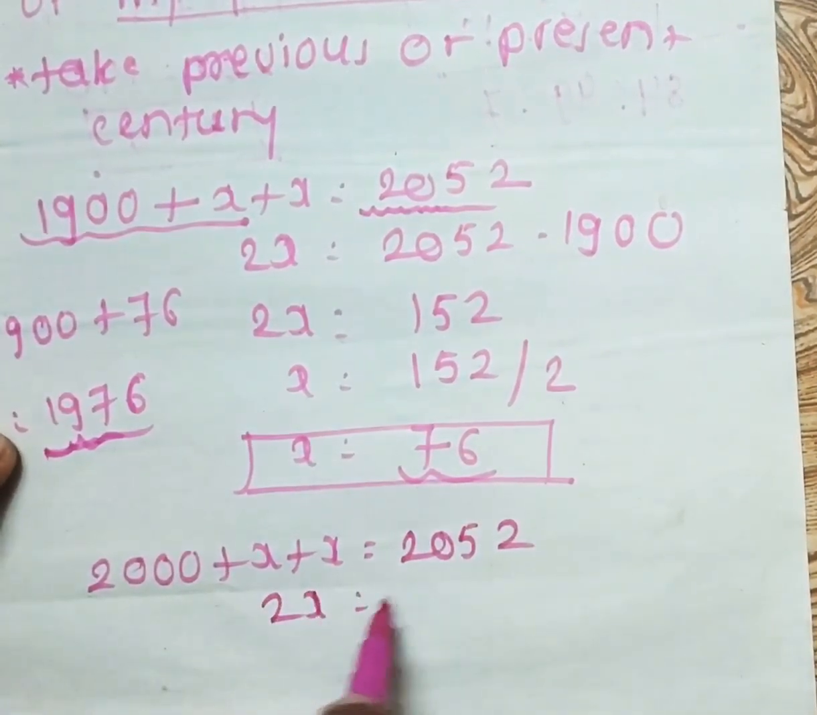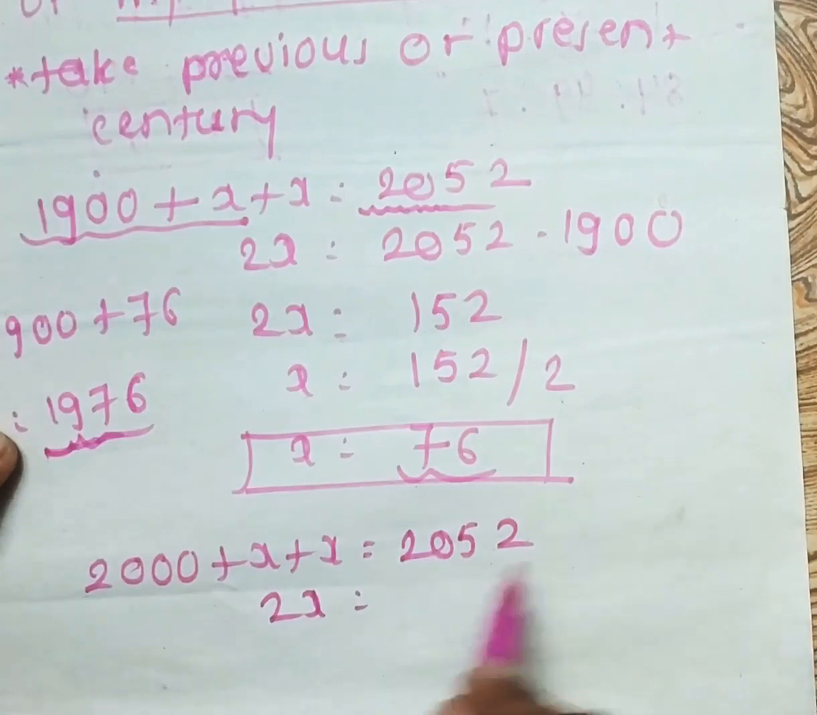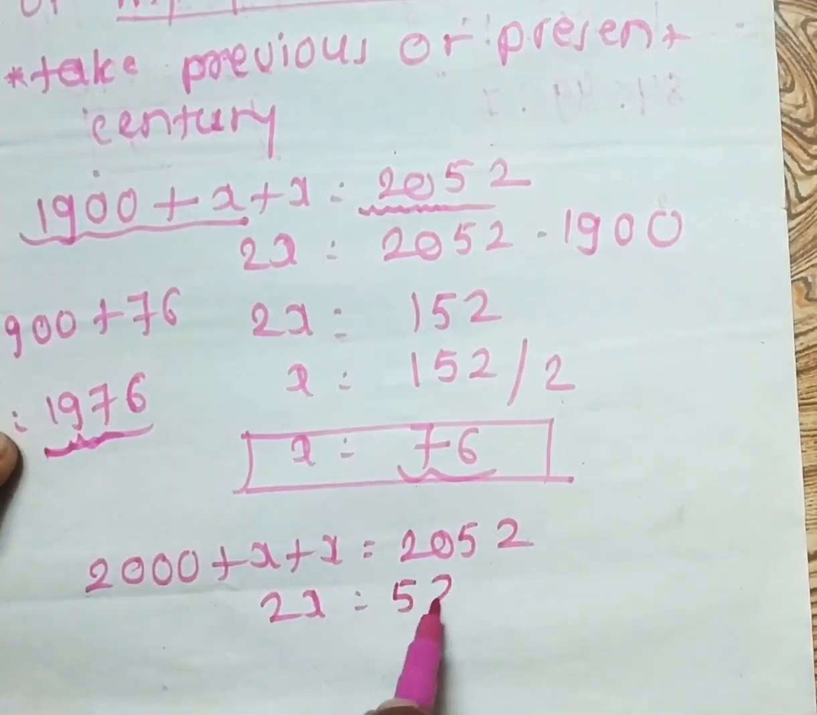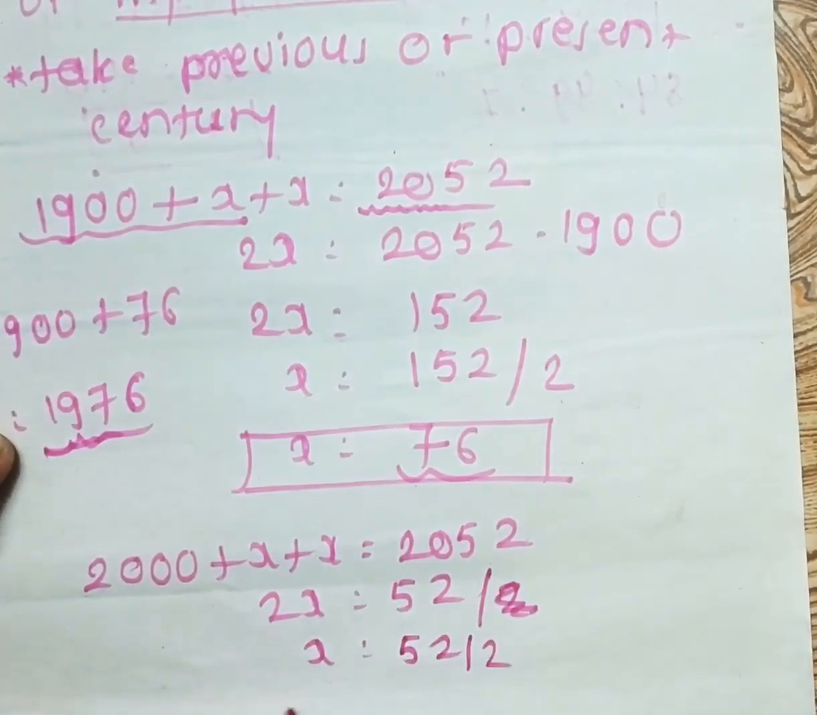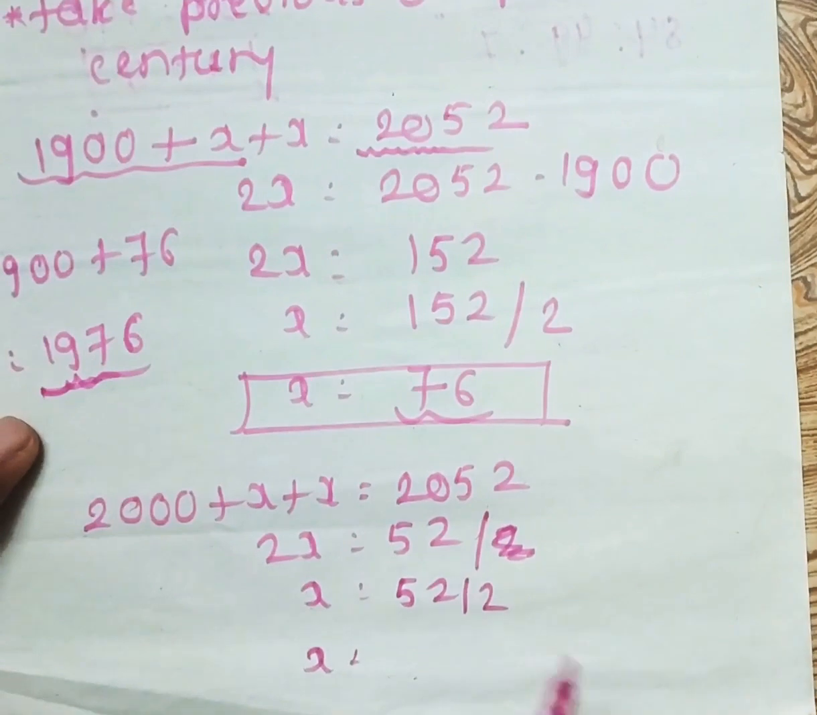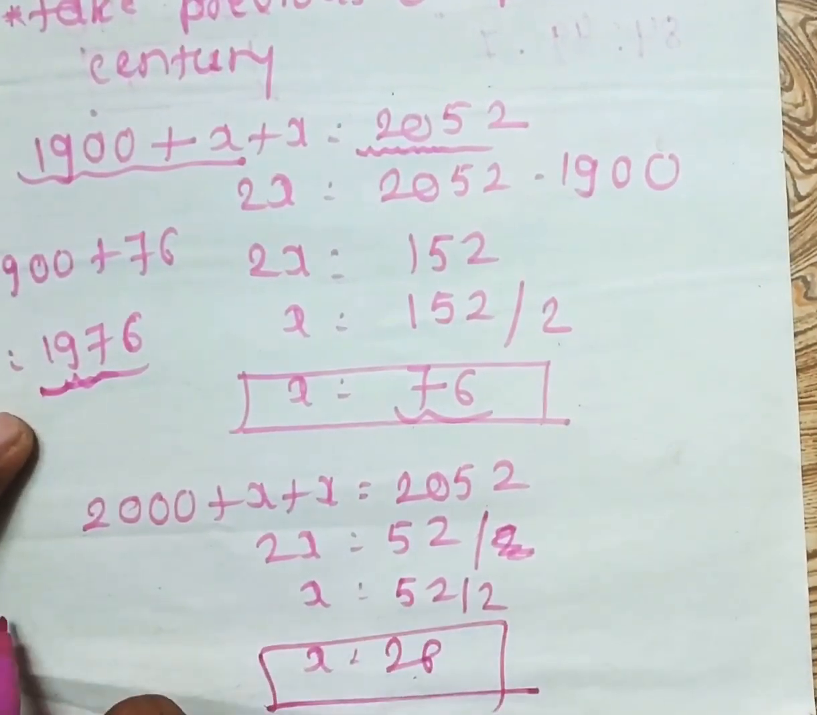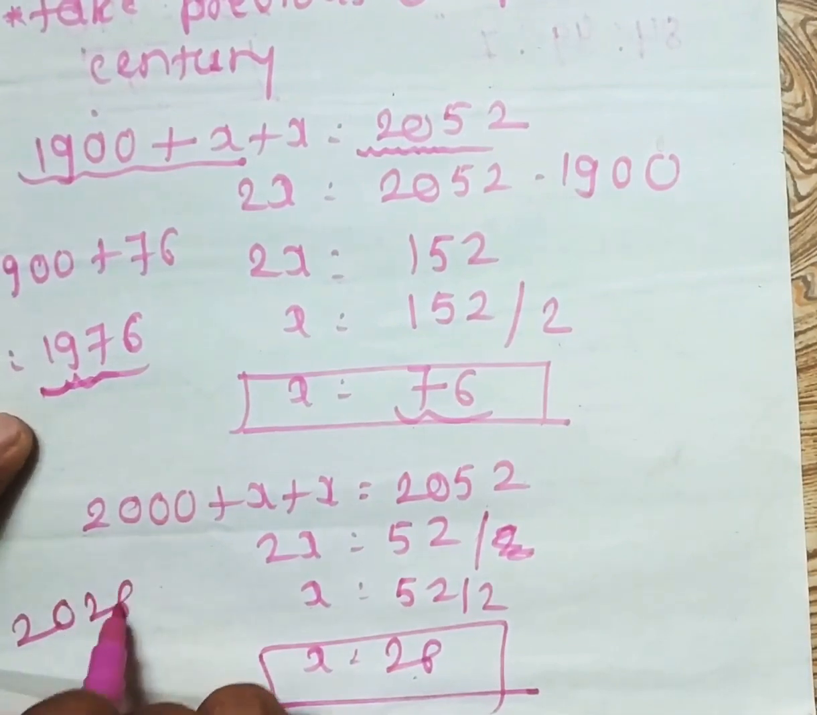So I get 2x is equal to 2052 minus 2000, which is 52. So x is equal to 52 upon 2, and 52 upon 2 is 26. So in 2026 I was born.